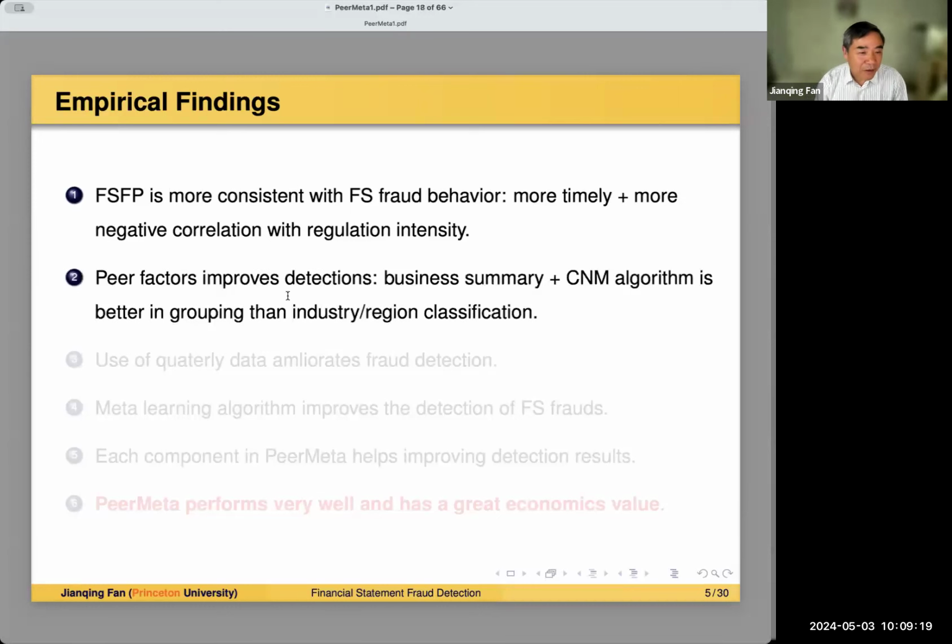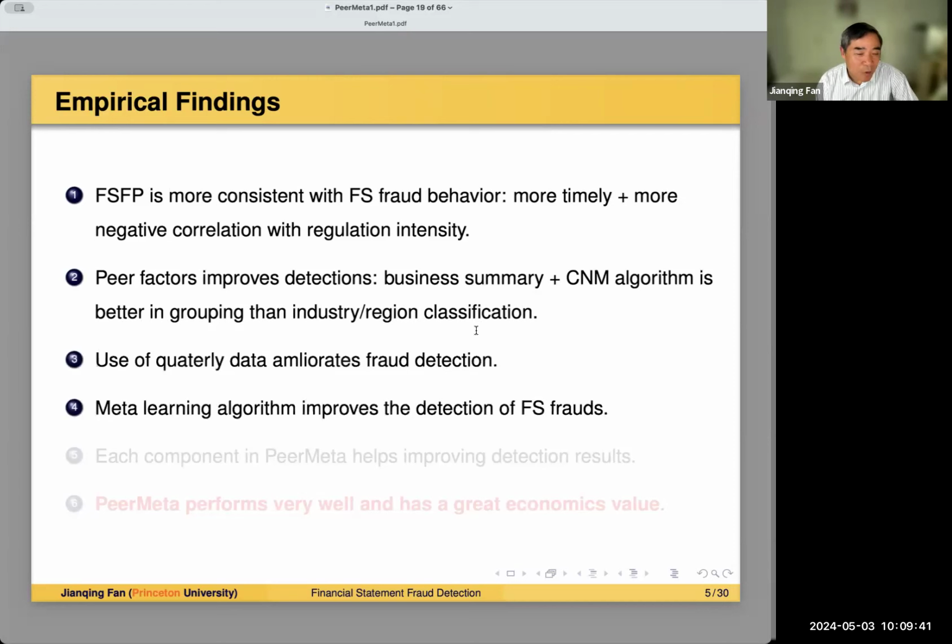And then the peer that we define based on business similarity and the clustering algorithm is better than grouping in terms of industry or region as classification, thinking that the peer is the culture of the regional or cultural industry. So using business similarity is a better description. And then certainly using quarterly data, we showed that it improved the fraud detection too. And the meta learning algorithm that we use also improves the detection results.